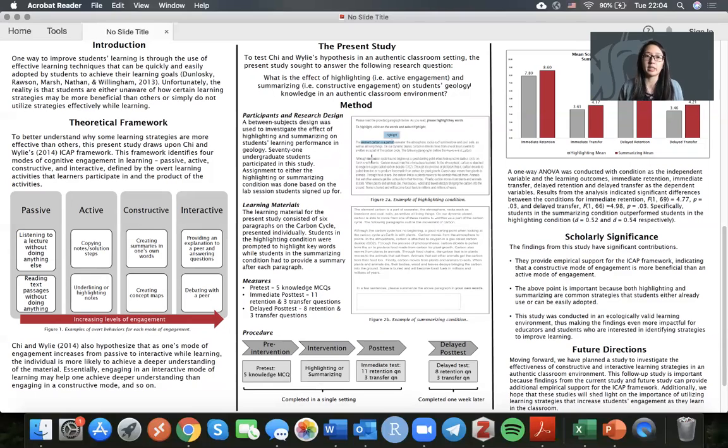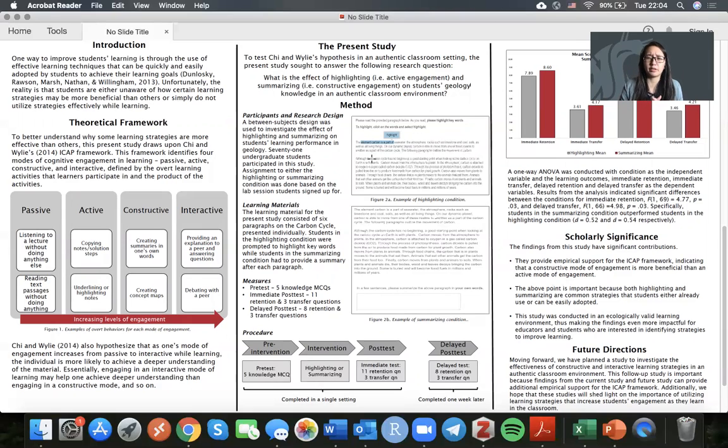So a between subjects design was used to investigate the effect of highlighting versus summarizing on students' learning performance. We had 71 undergraduate students participate in this study, and students were assigned to either the highlighting or the summarizing condition based on the lab session that they signed up for.